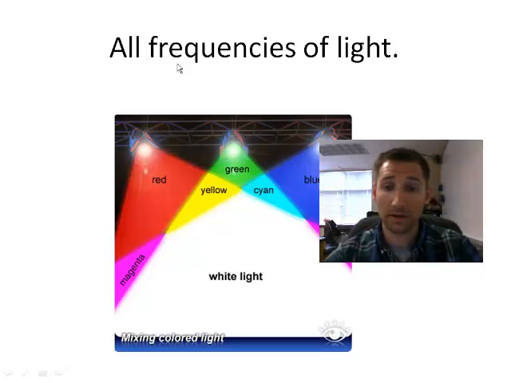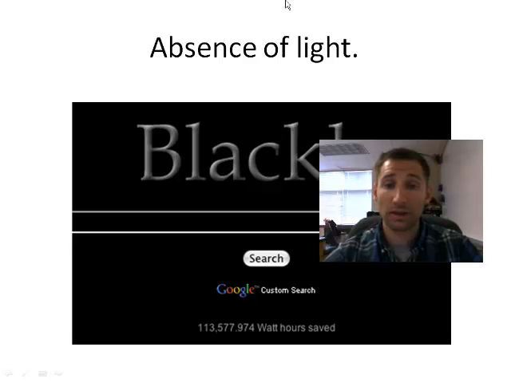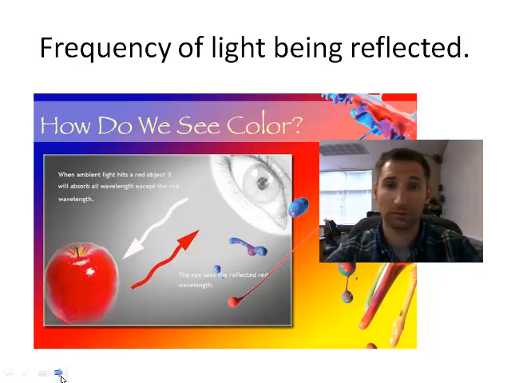White light is made up of all frequencies of light, as we can see in this image. The absence of light is what we call black. For example, a black hole uses less energy. Save that energy, save the world.